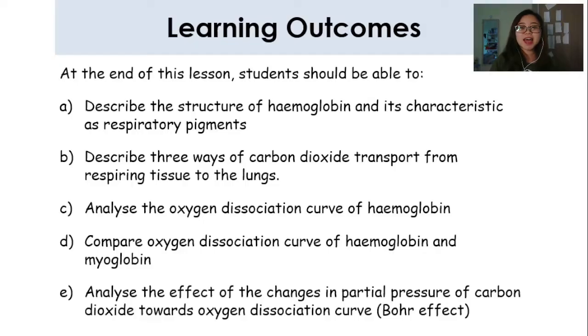in mammals. As usual, before we go into the lesson, let's have a look at the learning outcomes for this subtopic. I hope that by the end of this lesson, you would be able to describe the structure of hemoglobin and its characteristic as respiratory pigments, describe 3 ways of carbon dioxide transport from respiring tissue to the lungs, analyze the oxygen dissociation curve of hemoglobin, and then compare it to the oxygen dissociation curve of myoglobin. And last but not least, analyze the effect of the changes in partial pressure of carbon dioxide towards the oxygen dissociation curve, which is what we call the Bohr effect.